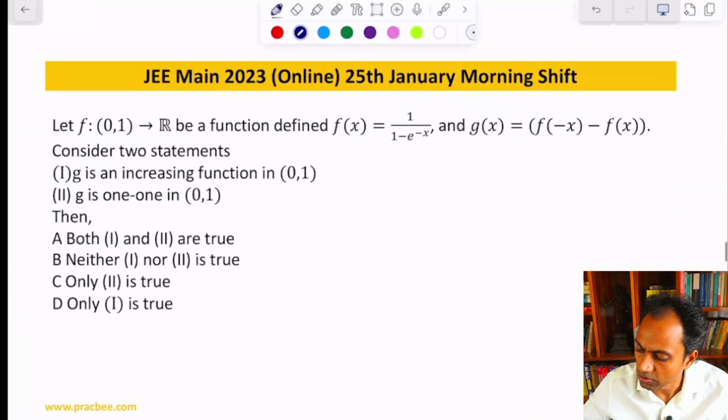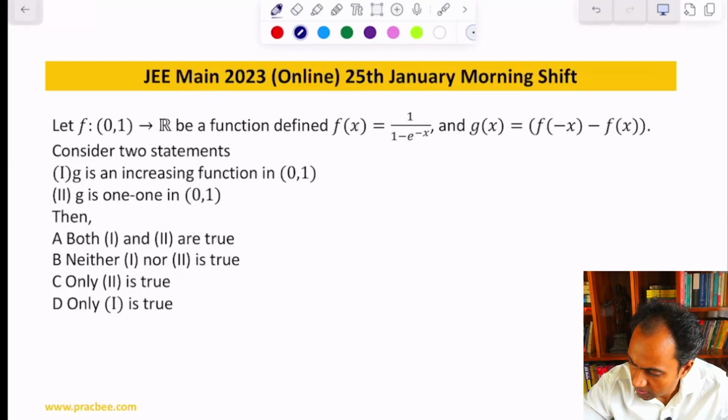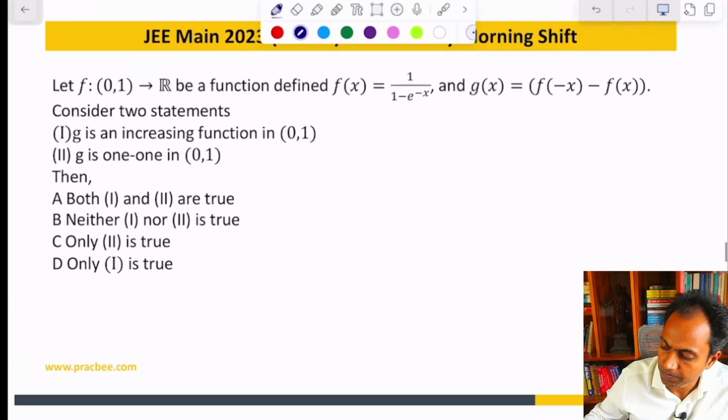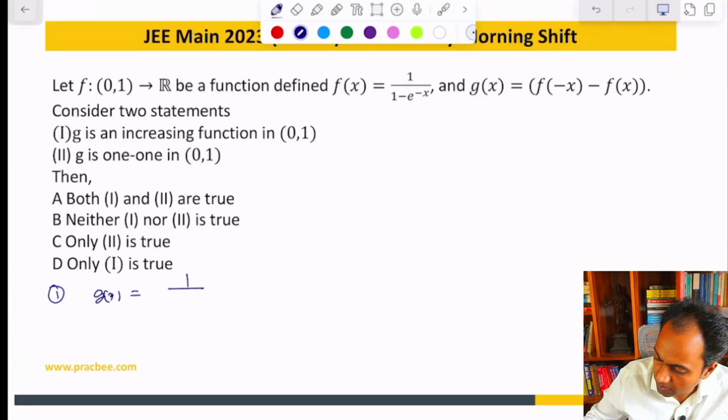In this 2023 question, what they're saying is the function is defined as 1 minus e raised to the power minus x. g(x), they have given us something. Now they are talking about g(x) being an increasing function, g(x) being one-one. So we'll have to check how this works out. So let us first write the g(x) function, then it would be easier to manipulate. If I write my g(x) function, it is f of minus x, that will become 1 minus e raised to the power x upon 1 minus e raised to the power.